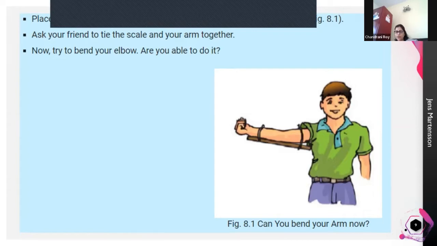So this one, as Poonima ma'am, I think, had pointed out, is another activity I'm sure many of us would have tried in the classroom, where we tied a scale against the arm.